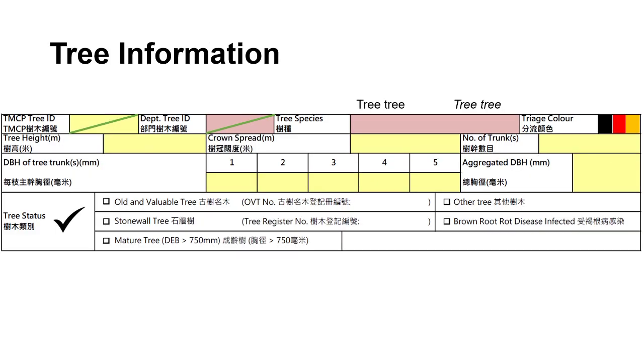Then you have the tree information. So what is tree information? That is about everything about the tree. You have some boxes that have been crossed out as well, and then you have the tree species to fill in. On the left hand side you have this normal font. On the right hand side you have this italic font.